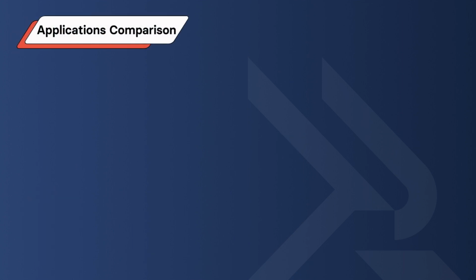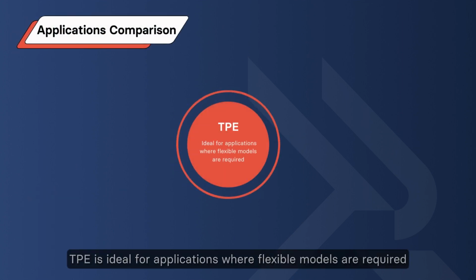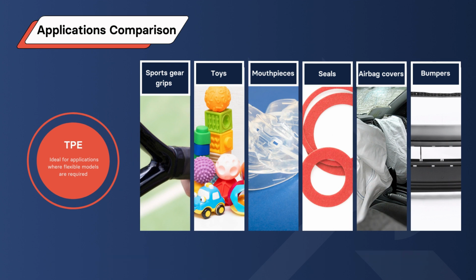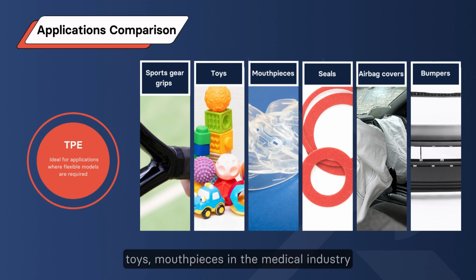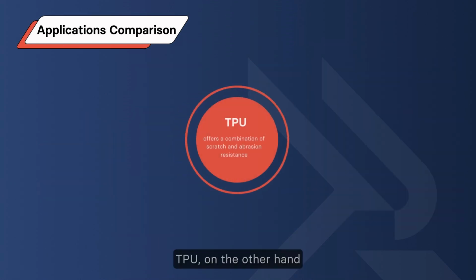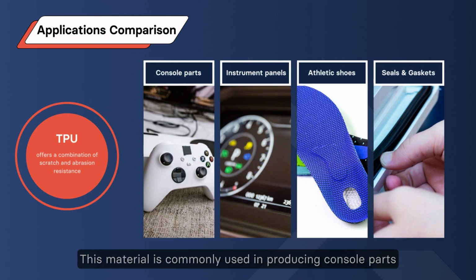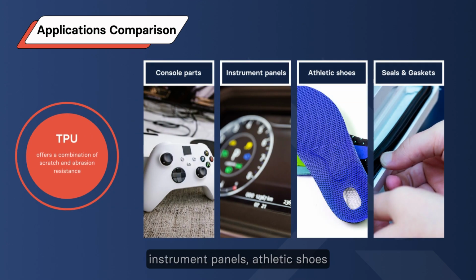Application comparison. TPE is ideal for applications where flexible models are required. These are often lighter and softer products such as sports gear, grips, for example hockey stick handles, toys, mouthpieces. In the medical industry, waterproof seals, airbag covers, and bumpers. TPU, on the other hand, offers a combination of scratch and abrasion resistance. This material is commonly used in console parts, instrument panels, cosmetic shoes, and seals or gaskets.